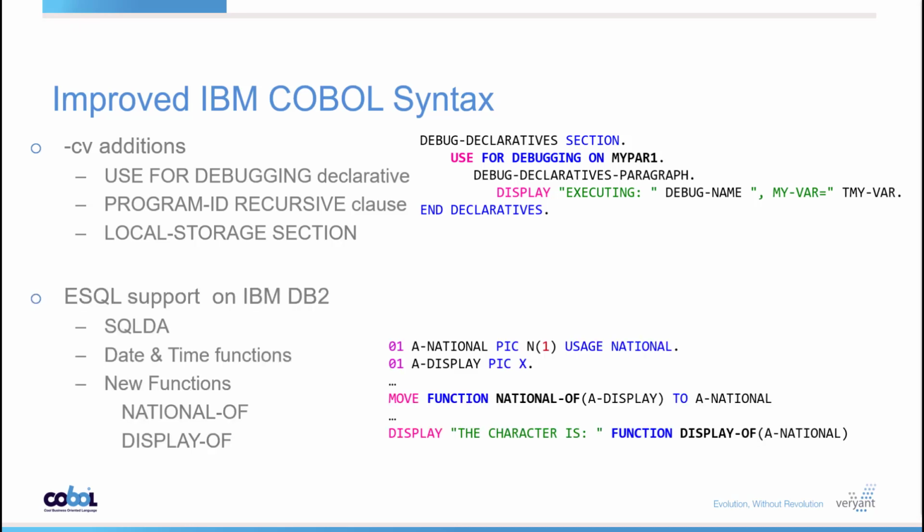Db2 and ESQL are very common in IBM Cobol, and we've added a few upgrades to accommodate it. One is a SQL descriptor area of variables similar to SQLCA, but specific to Db2, and called SQLDA. Another is the addition of the date and timestamp parameters commonly used in embedded SQL when you access Db2 databases. And two new functions have been added to handle national variables. The code here shows how to use these intrinsic functions to move a regular PIC X data item to a national data item, and how to display a national data item in a display statement.